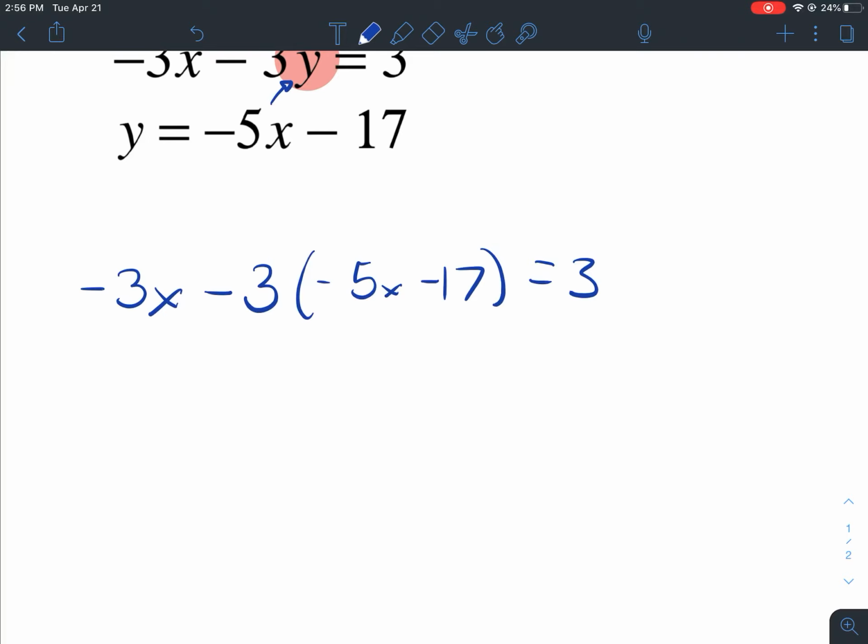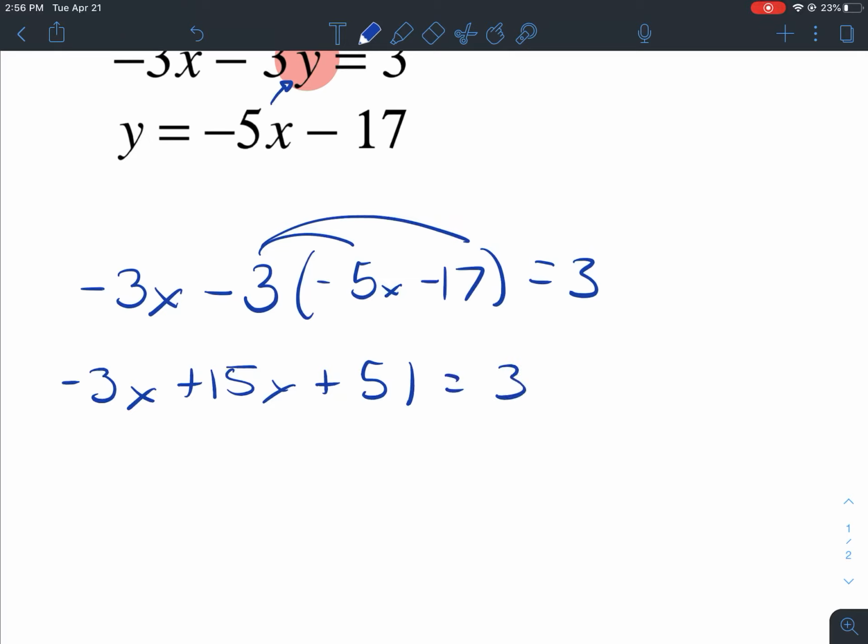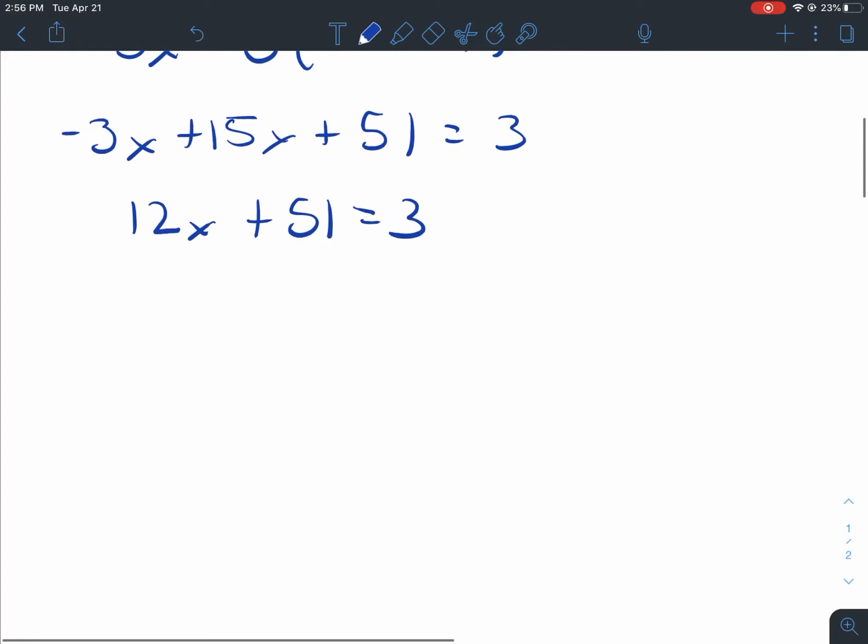So now all I have to do is distribute and combine like terms. So the first thing I want to do here is distribute. I have a negative 3, so I'm going to rewrite my minus 3x out in front, and then I get a plus 15x, and then I get negative 3 times negative 17, which is going to give me a plus 51 equals 3. So that was just distributing the negative 3. Now I'm going to combine like terms. I get 12x plus 51 equals 3.